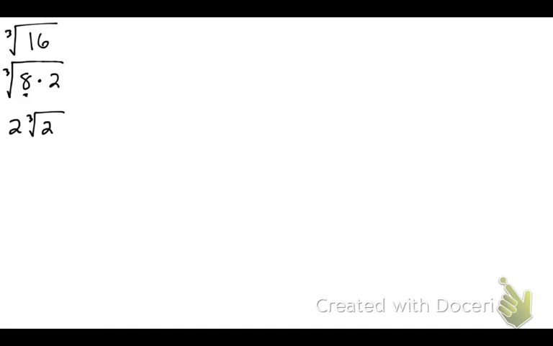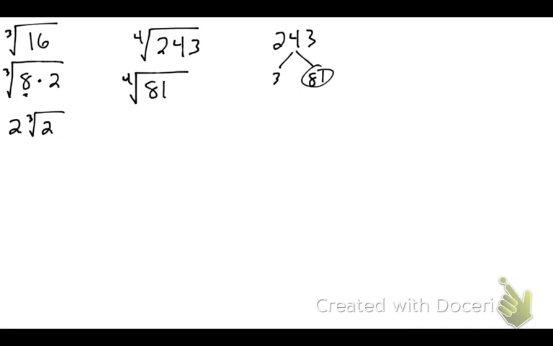Let's think about another one. The fourth root of 243. I'm going to do some work here on the side to maybe break this down. 243 is not divisible by 2, but it is divisible by 3. It's 3 and 81. And 81 is an important number when you're dealing with perfect fourths. It's 3 to the fourth. So I have the fourth root of 81 times 3. But the fourth root of 81 is 3 times the fourth root of 3. Right? These numbers are going to get used over and over and over again.